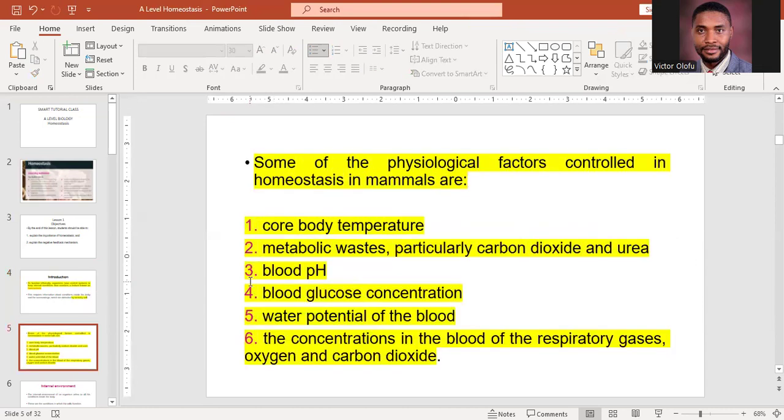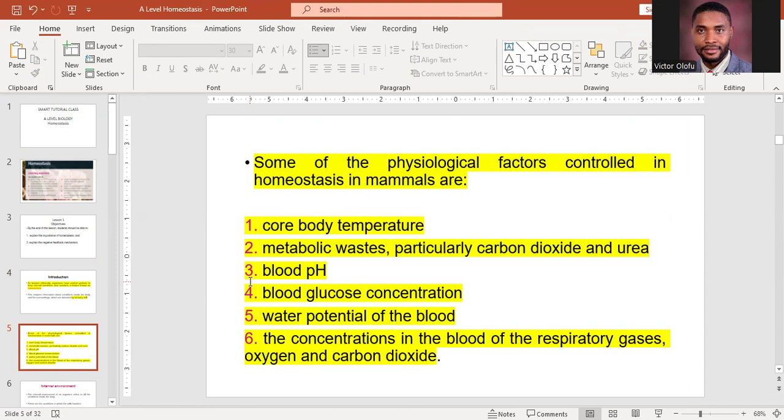And some of the physiological factors controlled in homeostasis in mammals are core body temperature. Let me use the human for example, our body temperature is 37 degrees. So this physiological factor of temperature needs to be controlled within that range of 37 degrees. A high temperature can become problematic to the body, and a low temperature can also be problematic because most of the enzymes will be inactive. Most of the enzymes will work at a slow rate. So the metabolic activity drastically reduces at low temperature.